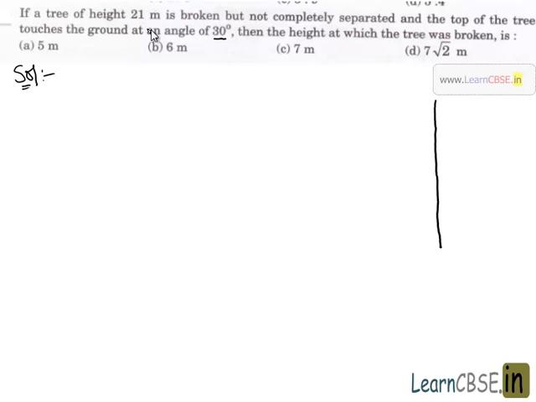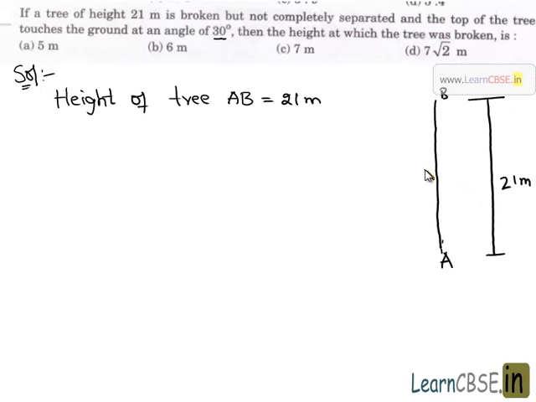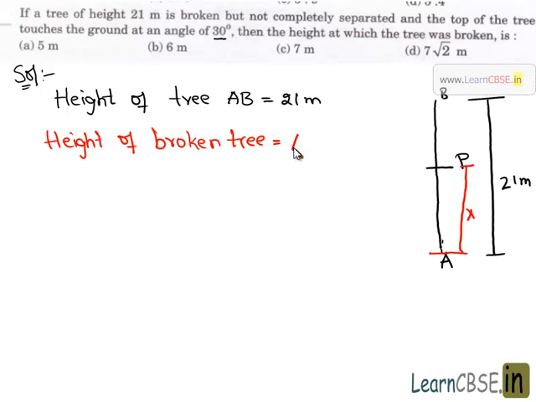Coming to the question, here we are given a tree. Let us assume it is a tree AB of height 21 meters. Let us assume the tree is broken at a point P, which is at a distance of x meters from the ground. Therefore, the height of the broken tree, that is AP, is equal to x meters. We are also given that the top of the tree, that is B, touches the ground at an angle of 30 degrees. Therefore, it has broken at P.